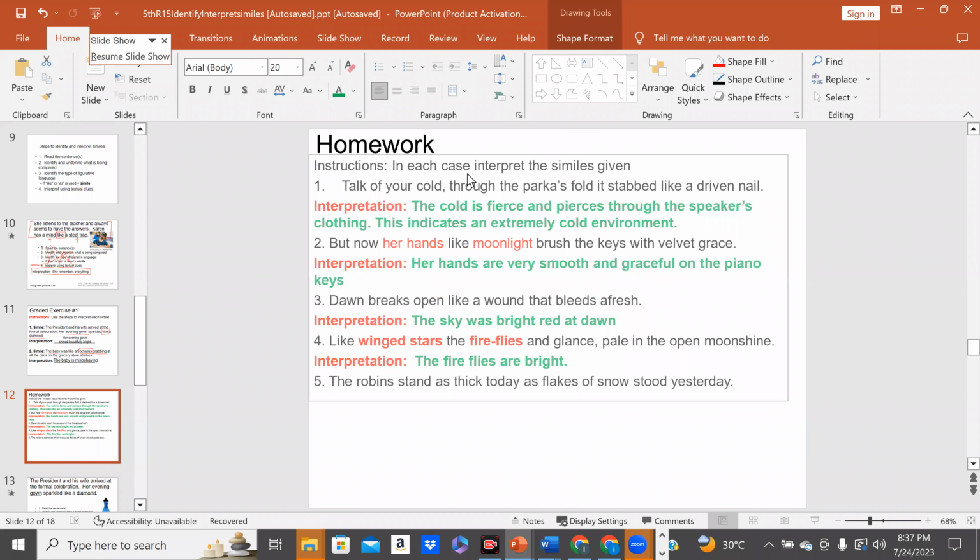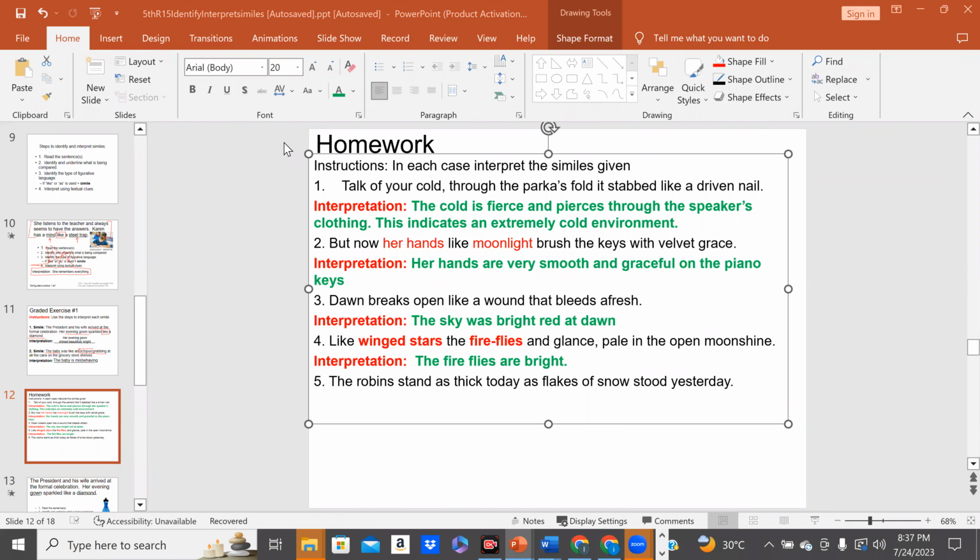Go ahead, Taya, read number 5, please. Number 5, the robin stands as thick today as snowflakes of snow stood yesterday. Read that one more time. It has a nice ring. Go ahead. The robin stands as thick today as flakes of snow stood yesterday. Good.